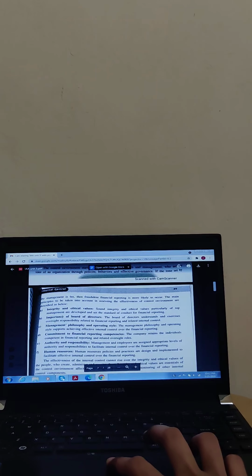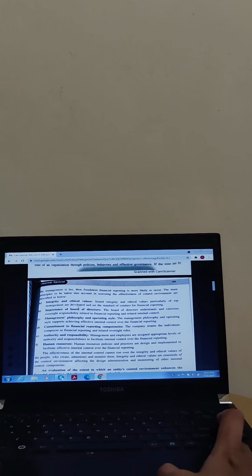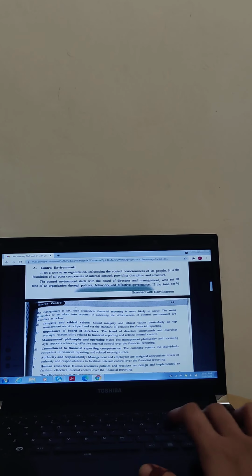Okay, to name a few, you have your integrity and ethical values. What comes under control environment is your integrity and ethical values, the ones followed by the top management in terms of your financial reporting. Next is importance of board of directors. How important the board of directors are, and what is their responsibility in terms of financial reporting. Third one is management philosophy and operating style. What is the philosophy that the management is operating with, or what is the style of management, and how is this particular operating style affecting the internal control of the financial reporting.